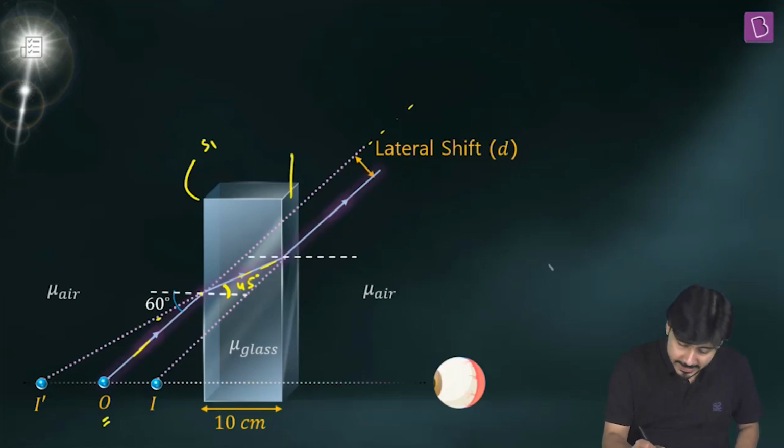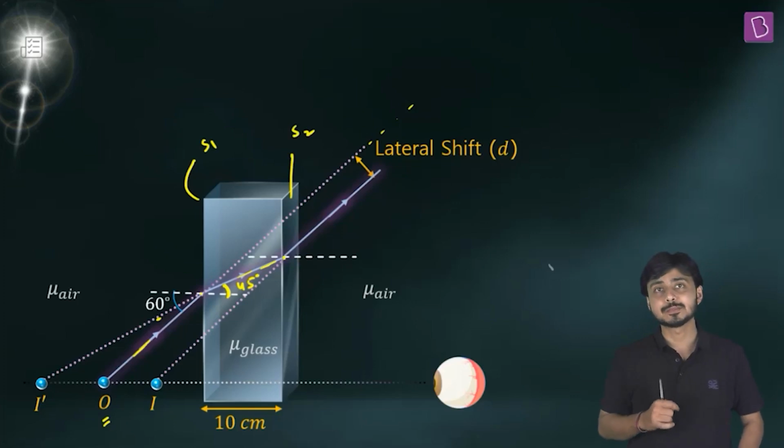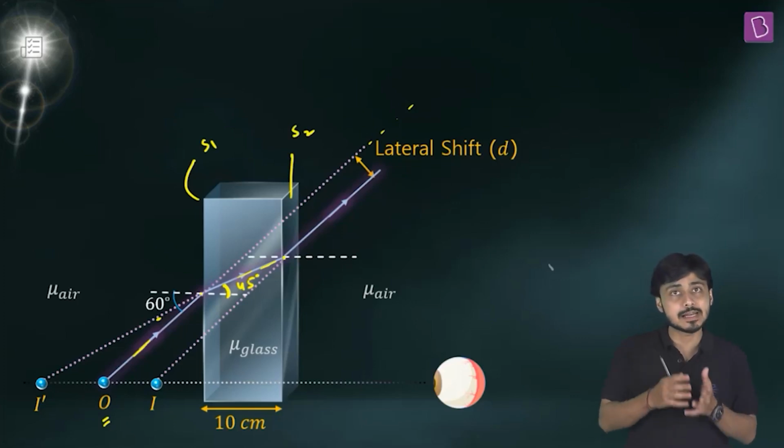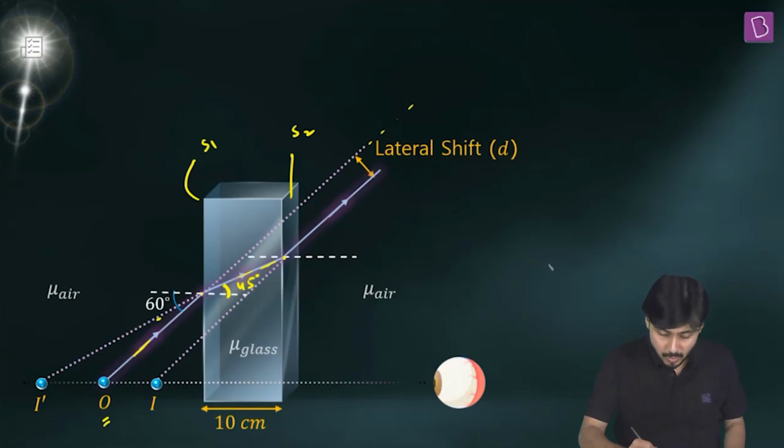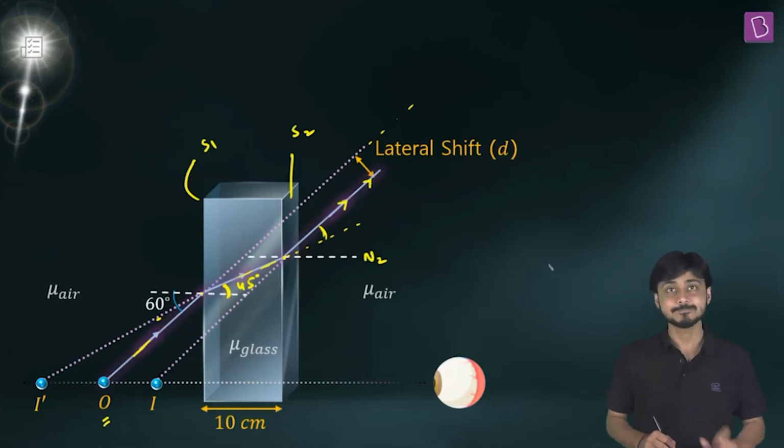Now, for the second surface S2, again the refraction takes place, but this time the refraction is from glass to air, from a denser medium to a rarer medium. So it might have gone like this, but it shifts away from the normal. This is the normal 2. It shifts away from the normal and it actually goes like this, correct?